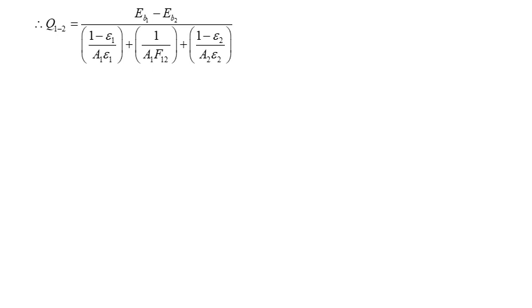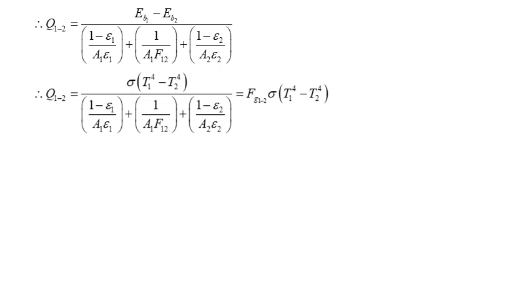So by simplifying, we can get that this EB is nothing but, by the Stefan Boltzmann law, sigma into T1 to the power 4 minus T2 to the power 4. Sigma is a constant term, so sigma T1 to the power 4 minus sigma T2 to the power 4. Sigma is a common term, so it is T1 to the power 4 minus T2 to the power 4 into sigma.